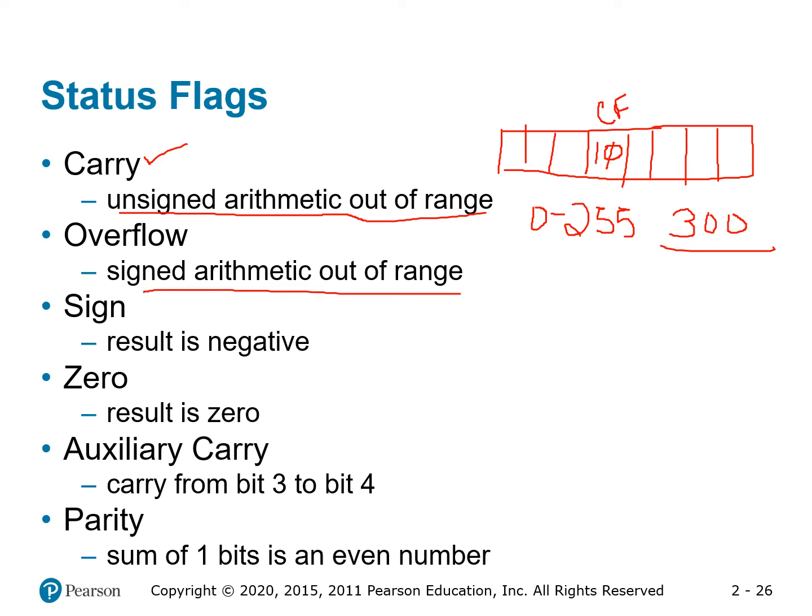So we have signed arithmetic out of range. That's the overflow flag. The sign flag results in a negative number. The zero flag results in a 0. And then the auxiliary carry and the parity, we don't use as much, so I'm not even going to go over those.